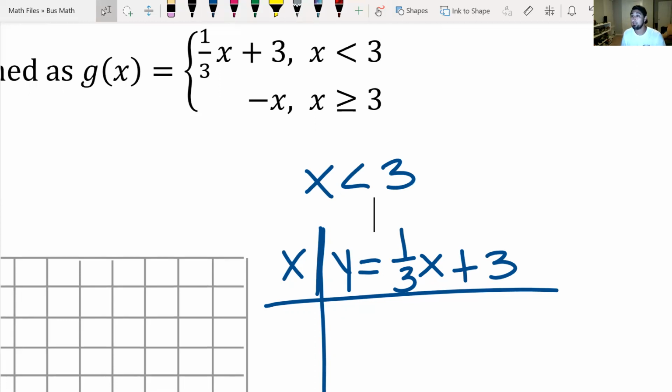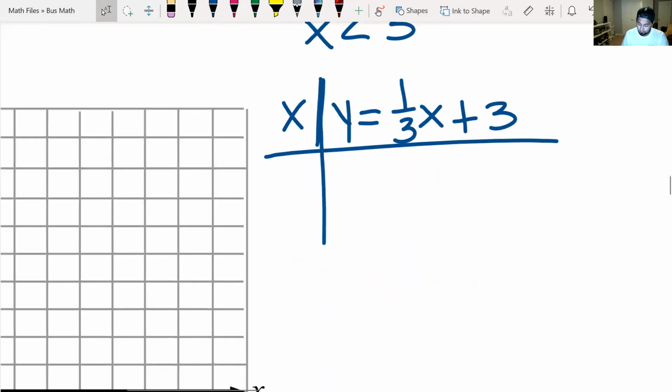So let's pick our x values. The restriction is telling us what x values to pick. It's telling us choose values less than 3. So guess what number I'm going to start at? 3. And we'll get to that in a second, what it means. Okay, so now I have to choose values less than 3.